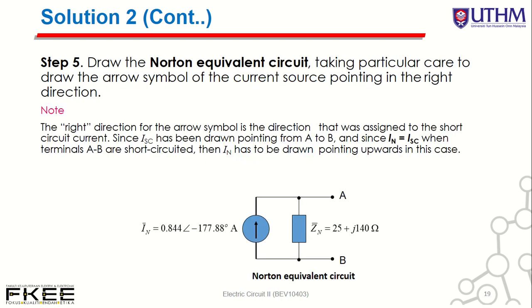So next, you can draw the Norton equivalent circuit, taking particular care to draw the arrow symbol of the source pointing in the right direction. So what you need to do is draw the Norton equivalent circuit connected to point A and B. This is the direction of the Norton, IN. This is your ZN in parallel with the current source, which is IN, connected to the points A and B.